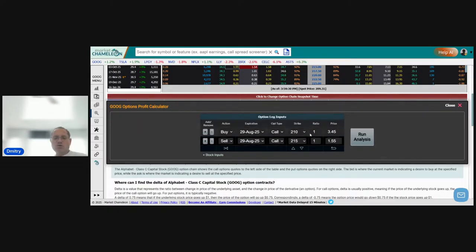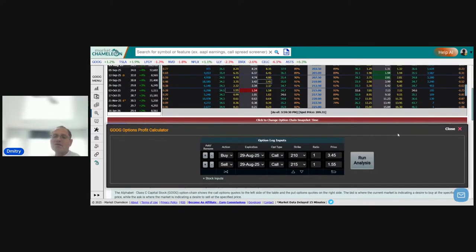You could go in there and change any of these parameters, but it auto populates for you when you click on it. If you're clicking on the offer, it looks at buying it on the offer or ask price. If you click on a bid, it populates that option as a sell on the bid display price.